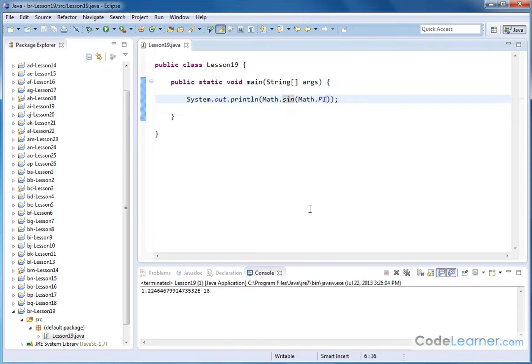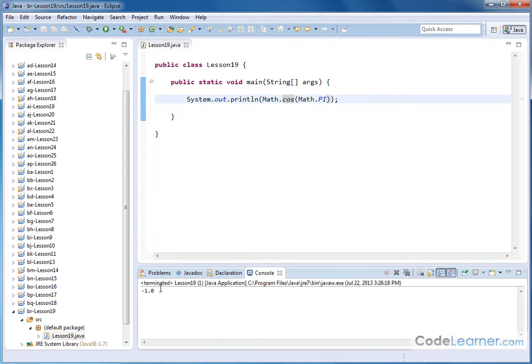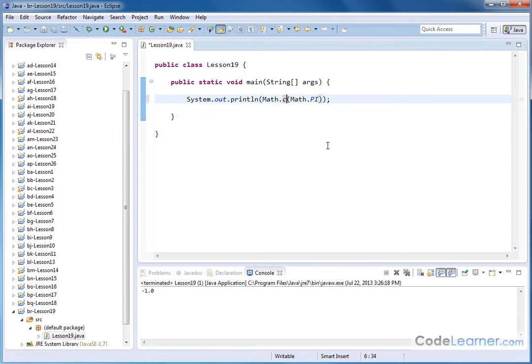Now, if I change this from a sine to a cosine, I'm going to get a value of -1, because the cosine of pi radians is -1. It falls on the left-hand side of the unit circle. So let's jump back to sine. What if you were doing sine of pi over 2? Those of you who have taken some math know that pi over 2 is at the top of the unit circle, so you should get a value of 1 for that, and that's exactly what you get.